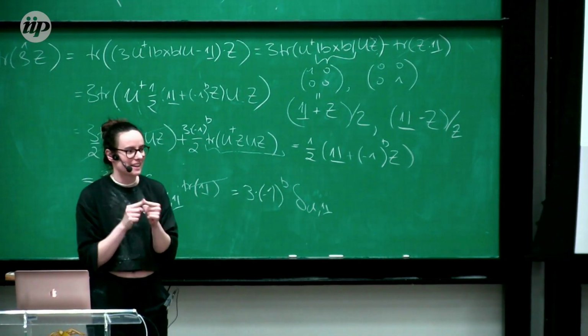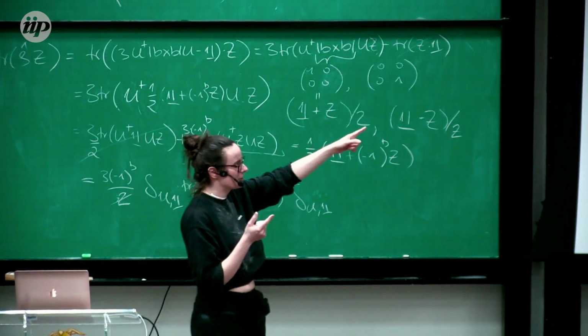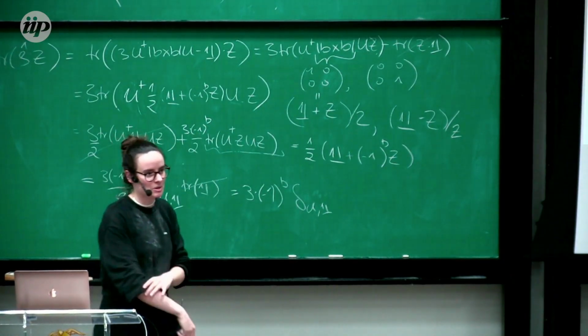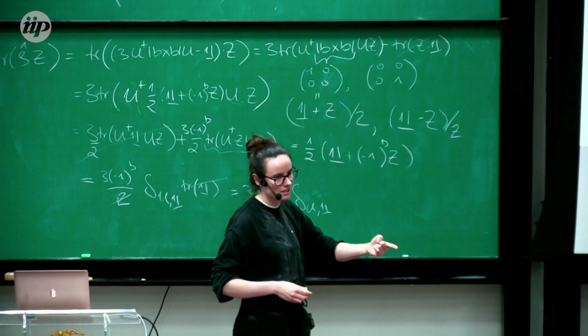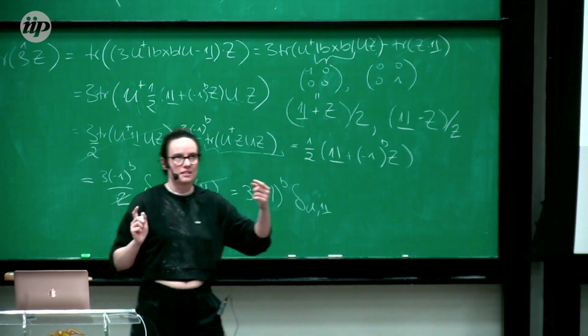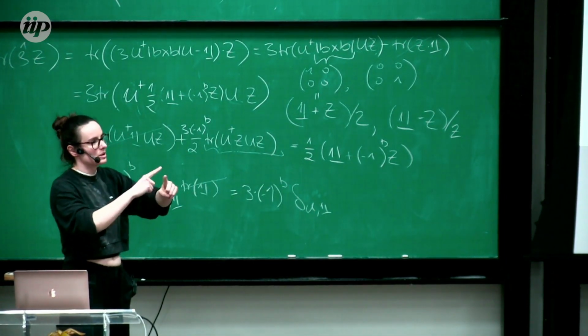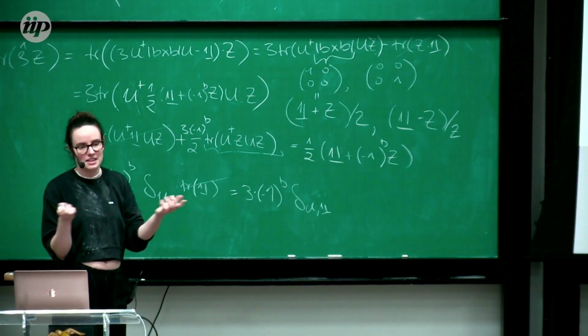And now you tell me, of course, if my snapshot was taken in the Z basis, and I want to measure in the X basis, and I want to measure the Z observable, then I will always get garbage.